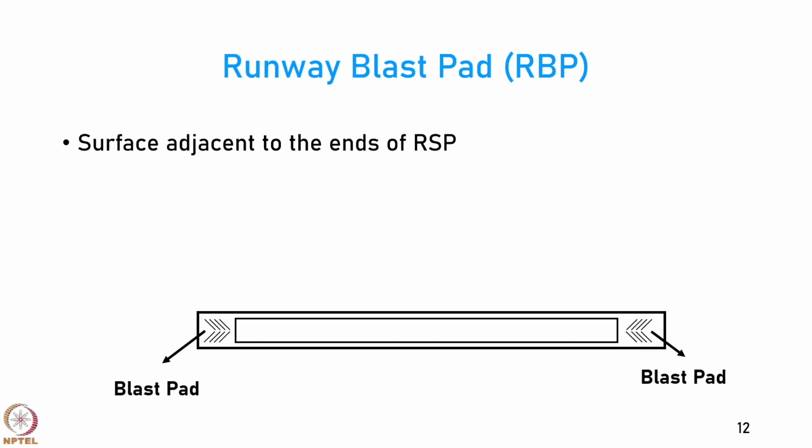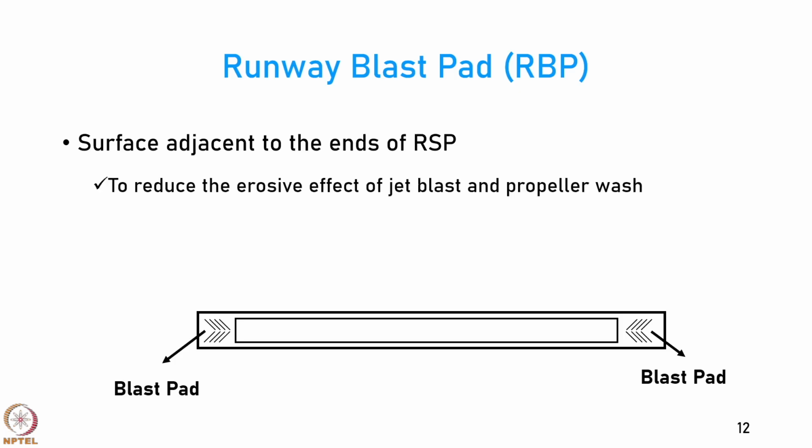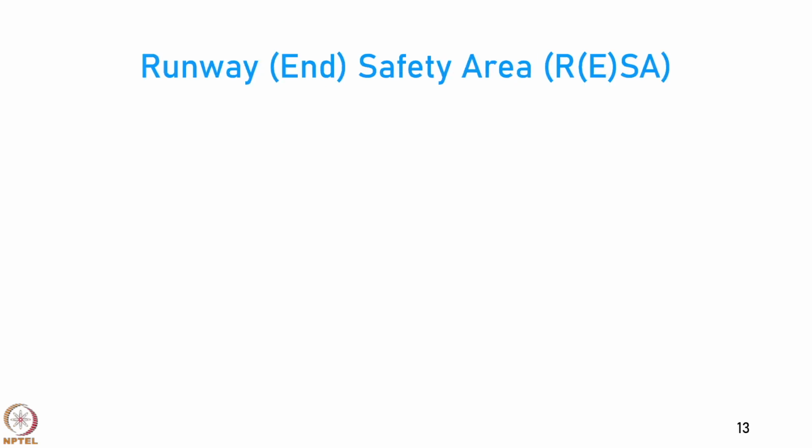Blast pad is at both the ends of the runway. That is because normally when the aircraft takes off, the engines are put at full thrust, brakes are put on, and the pilot normally tests the working of the brakes and working of the aircraft for some time. So, at that time there is a huge exhaust. So, this is a surface adjacent to the ends of the runway structural pavement, and it is there to reduce the erosive effect of jet blast and propeller wash onto the runway surface, right.